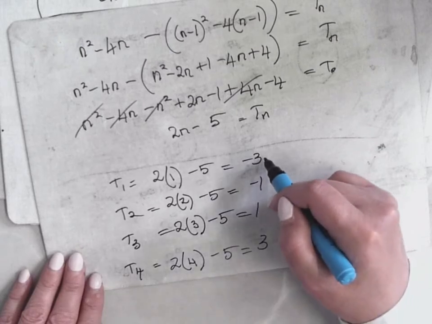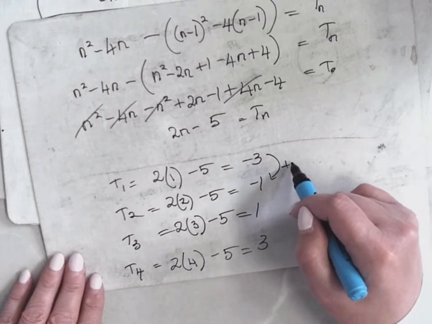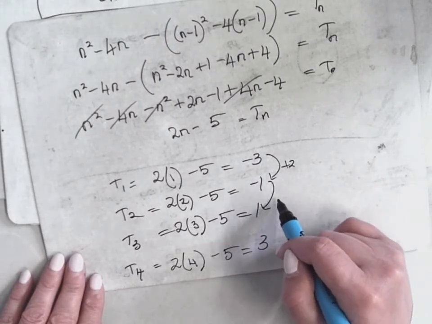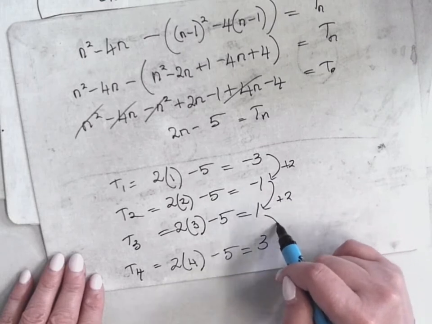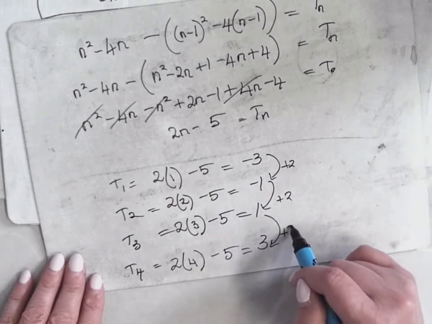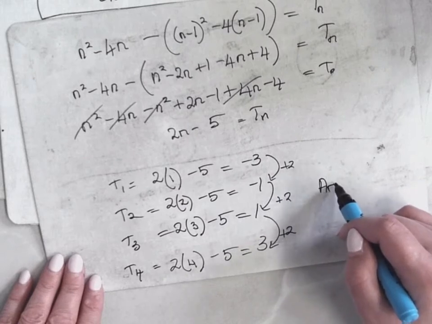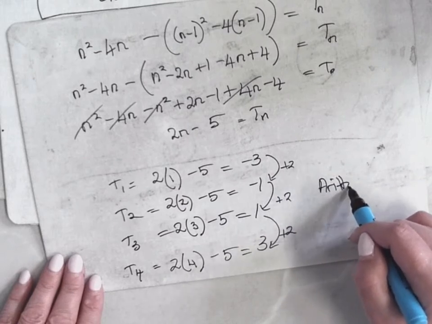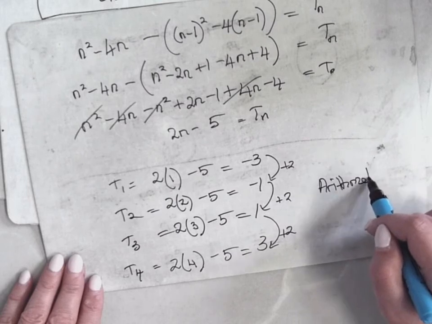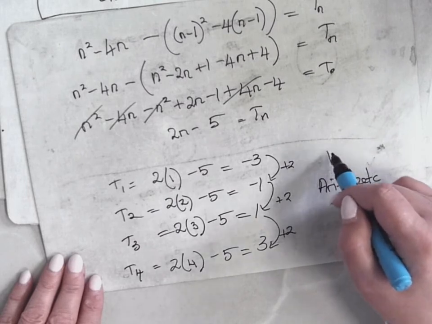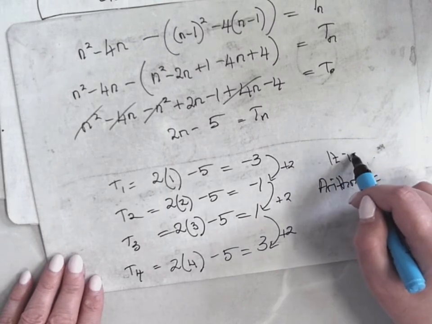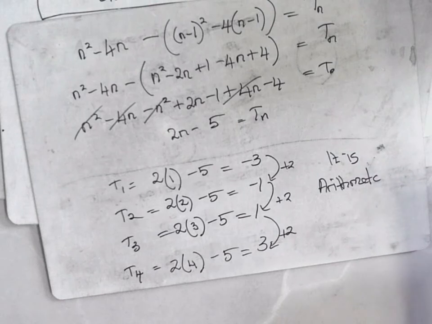So check it out. I'm adding 2, adding 2, adding 2. So you're adding a constant each time, so it's arithmetic, yes. The question was, is it arithmetic? And the answer is yes. Is that all right?